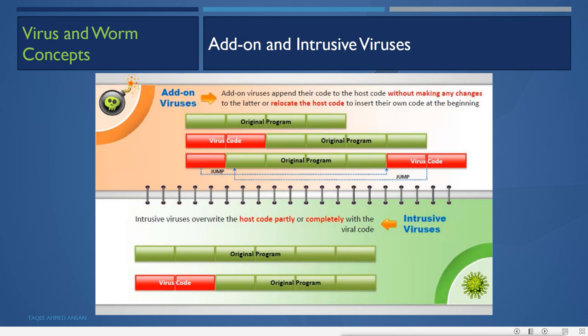Or it can also add the code into the end of the program and add a jumper first. So when you run the program, it will run the jumper first and run the virus code first and then run the original program. So anyhow, virus code runs first. So intrusive viruses override the host code partially or completely with the viral code. That means it just adds the whole code at the beginning, and whenever you run the program, the virus code will run first and then the original program will run.